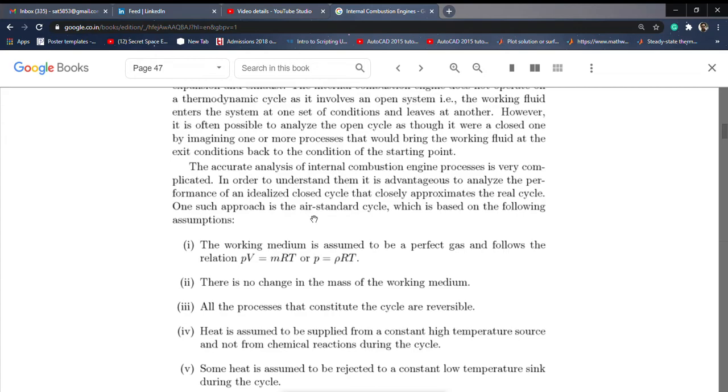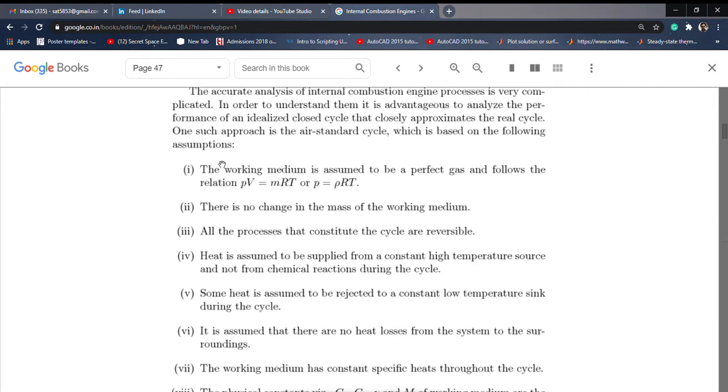We assume air is the working fluid. We won't take the fuel because otherwise things would be very complex. So we simplify. The assumptions are here. The working medium is assumed to be a perfect gas and follow the relation PV = mRT.